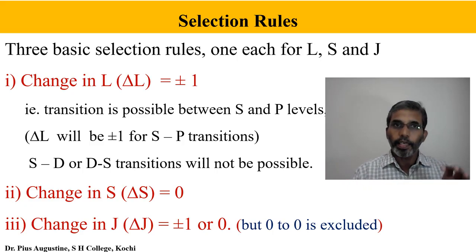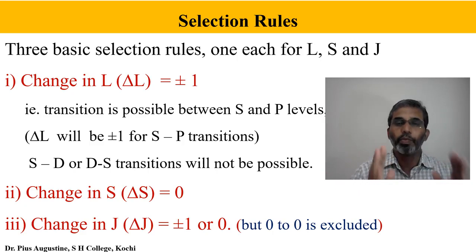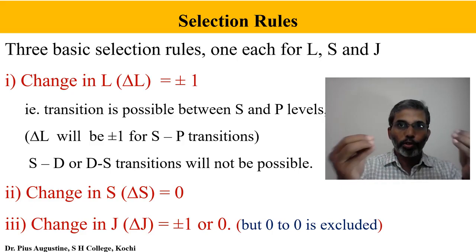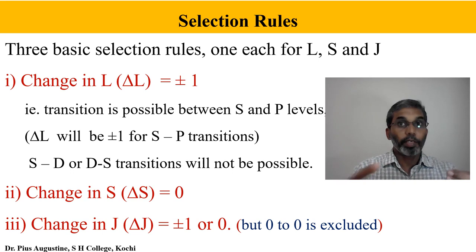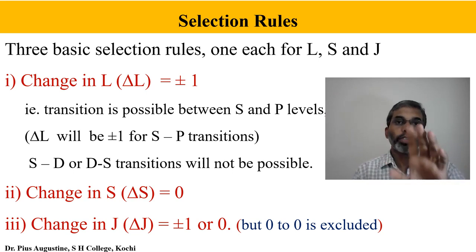The change in resultant orbital angular momentum L, that is delta L, is equal to plus or minus 1. That is, only those spectral lines are observed for which the value of L changes by plus or minus 1. L can change from 0 to 1 or from 1 to 0, but 0 to 2, 2 to 0, etc. will not be allowed, and such spectral lines cannot be observed. That is, transition is possible between S and P levels, or P to S, but S to D, D to S, P to F types of transitions are not allowed.